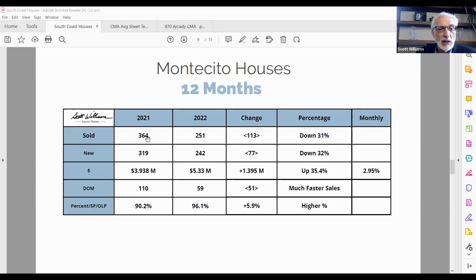And you can see that there's quite a significant slowdown in 2022 versus 2021. The number of sales is down 31%. New on the market, there's also fewer coming for sale. Now, the average price increase on the South Coast was about 21%. In Montecito, it's over 35%. That's basically 3% a month.